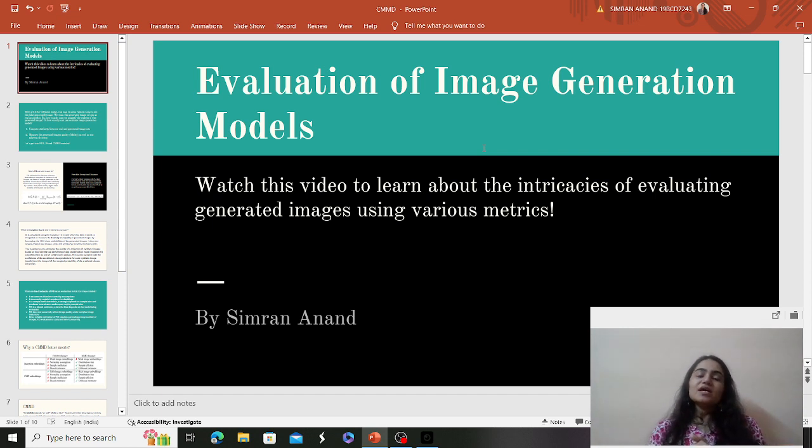I hope this has proved helpful. And even if you're new to this topic, it has given you some insight into how to evaluate image generation models, what image generation models are, and how to compare them based on what. A lot of mathematics is behind it, but I hope this has given you a glimpse of all the features of the different evaluation metrics.